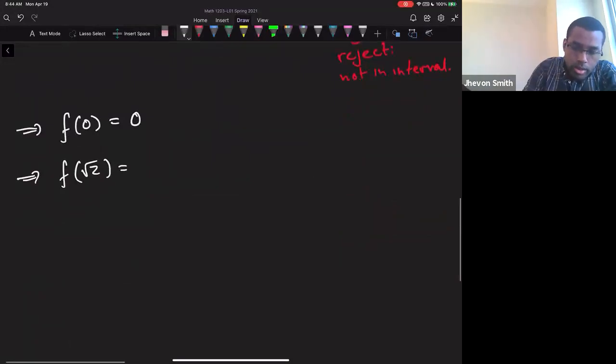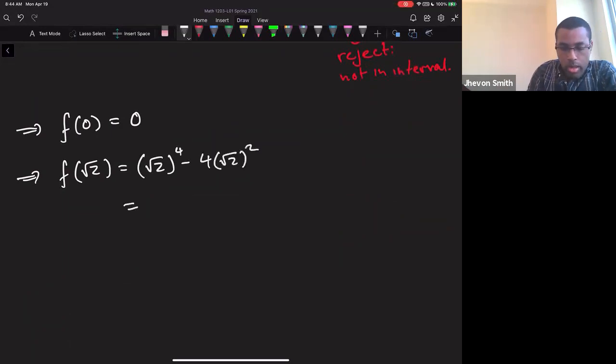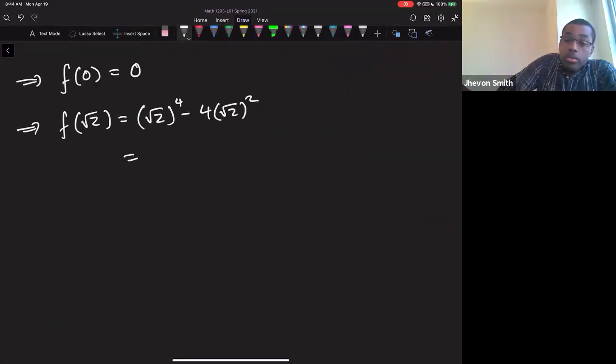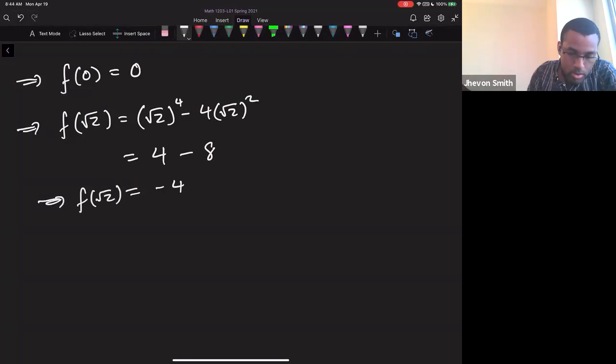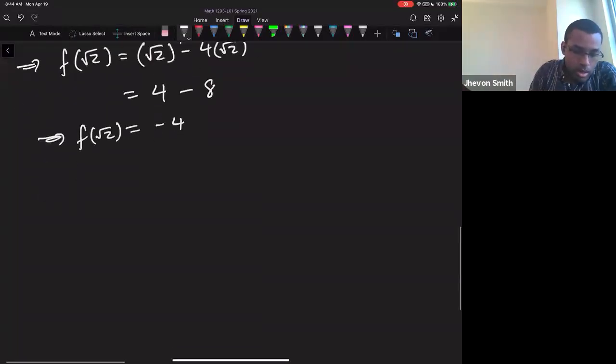So it's x to the fourth. So that's radical 2 to the fourth minus 4 times radical 2 squared. The fourth power is just the square, and then you square the square. So you just square twice. Square radical 2 once, you get 2. Square that twice, you get 4. So 4 times 4 is 8, minus 4. Okay, that's it. Step 2, you want to test endpoints.